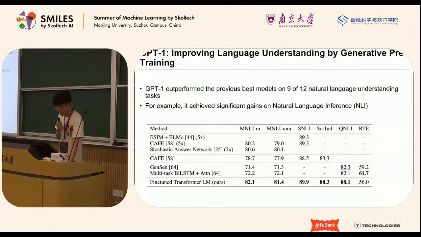This approach proved highly effective in 2018. GPT-1 outperforms the previous state-of-the-art models on 9 out of the 12 NLU tasks evaluated. As shown in this table, it achieved significant gains in natural language inference across multiple datasets, such as MultiNLI and SNLI, showing the value of the generative pre-training and supervised fine-tuning paradigm for semantic understanding.